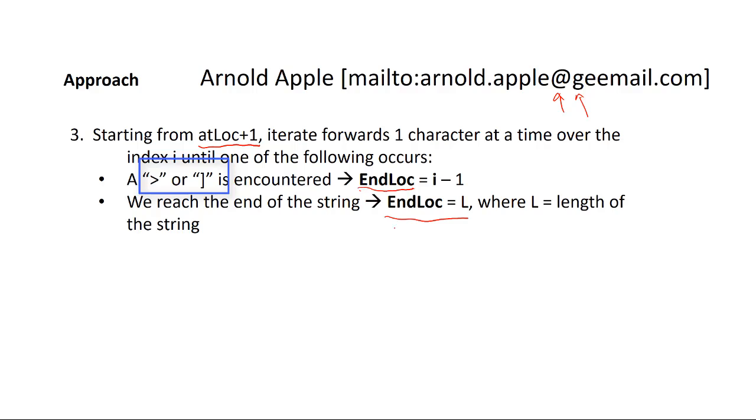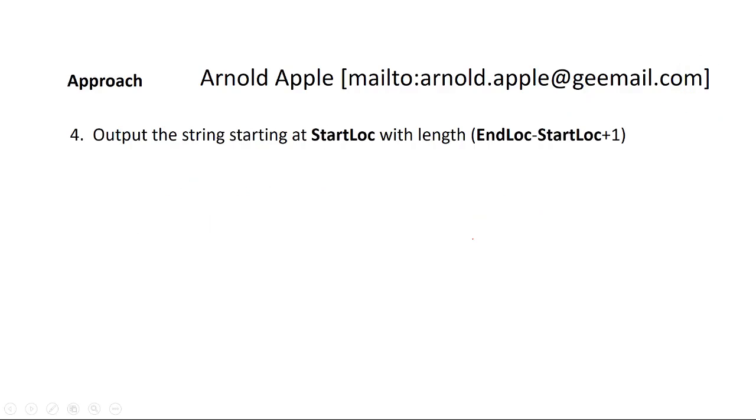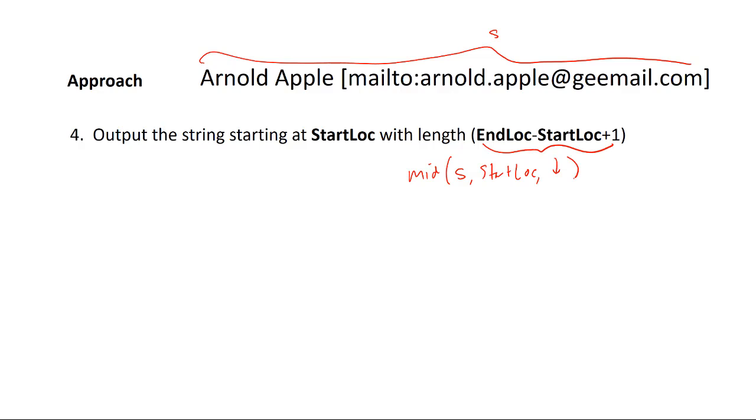The end location is going to be defined as I-1. So once we find this square bracket, we're going to back up 1, and that's going to be the end location. Finally, we're going to output the string starting at start location with length end location minus start location, and we have to add 1. We're going to be doing that with the mid function. So if this whole thing here is little s, then we would use the mid function s, and we would use start location, and then the length would go as the third argument.